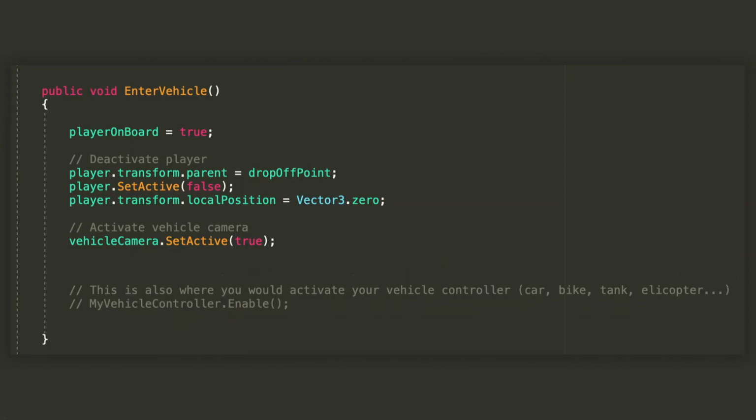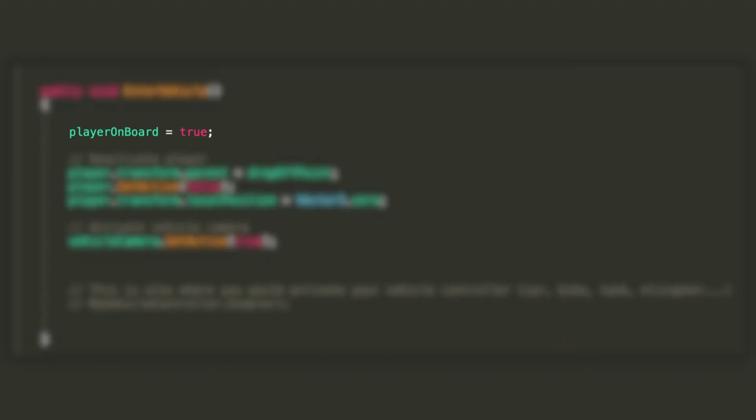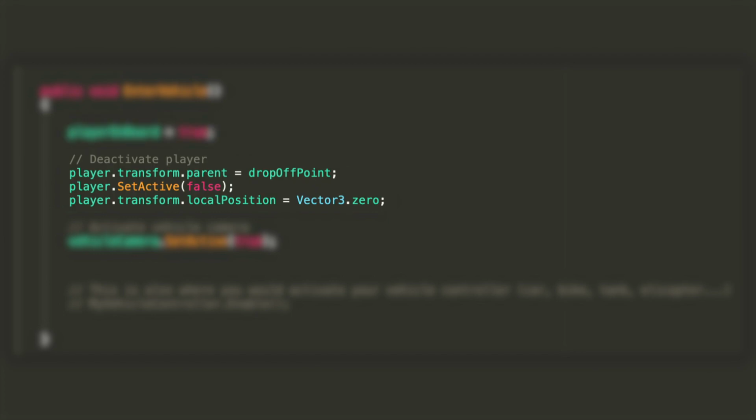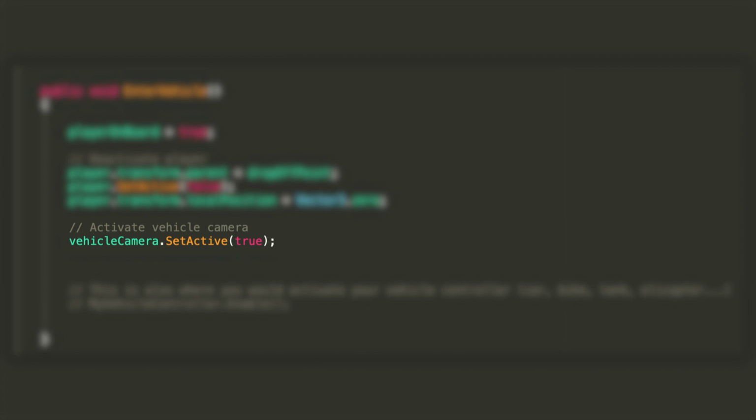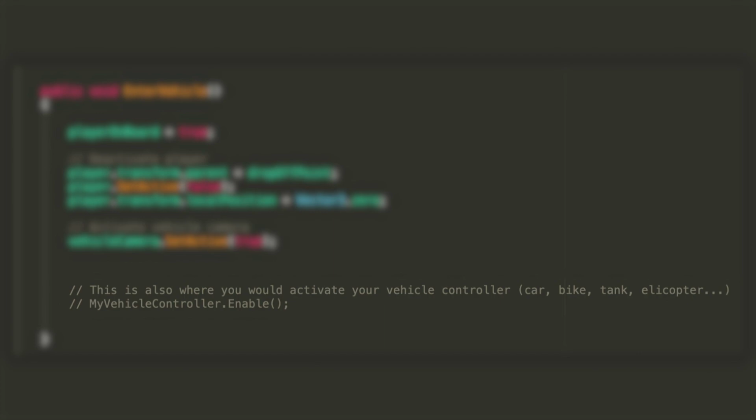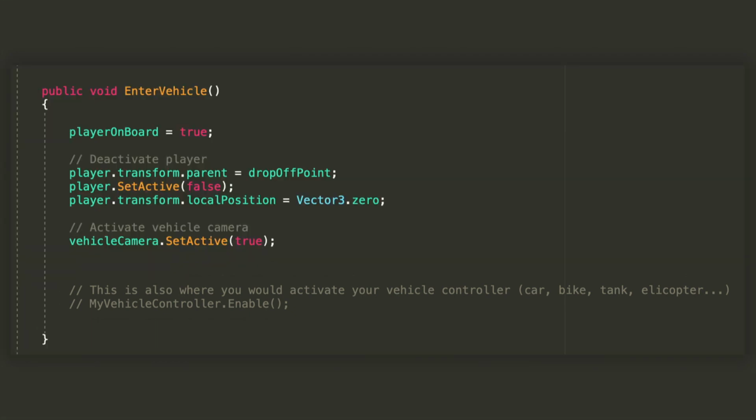We're gonna declare a public void EnterVehicle method. The first thing we're gonna do is set player onboard to true. Then we're gonna set the player object transform's parent to the drop-off point, deactivate the game object and set its local position to 0, 0, 0, so that later it will respawn exactly at the drop-off point's position. After that, we're gonna activate the vehicle camera in order to see the game from the desired perspective. This is where you might want to come in and add some instructions depending on your game's actual vehicle control system. In this project, I don't really have one, so I'm just gonna leave it as a comment here.